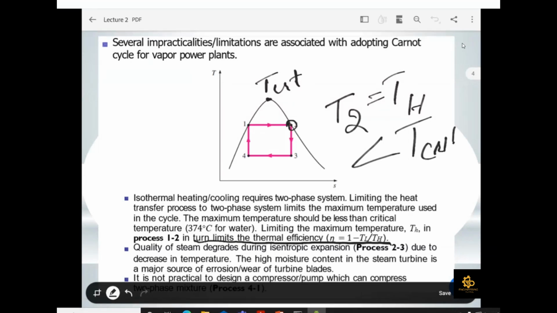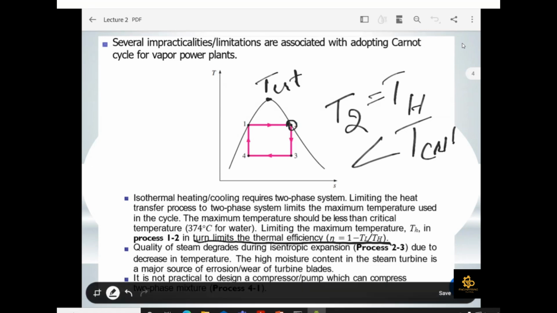Second, the process 2 to 3. The 2 to 3 is an isentropic expansion process with a decrease in temperature. As you see, from 2 to 3 there will be a decline in temperature and the highest moisture content in the steam turbine. So this 2 to 3 is your turbine. Moisture is a major source of erosive wear of the turbine blades. It means that your turbine blades easily disintegrate, which turns into wear of your turbine blades as well. We do not want our turbine blades to wear so quickly. So that's why the process 2 to 3 is also an issue in the Carnot cycle.